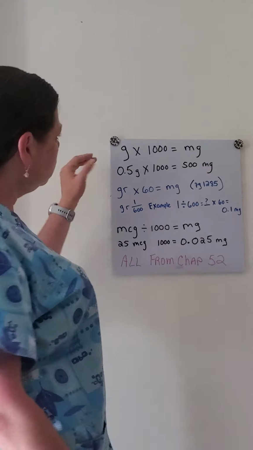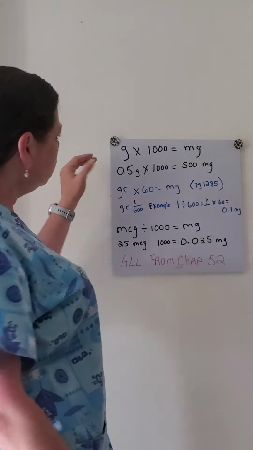And for micrograms to milligrams, you take the amount of micrograms that you have and divide it by 1,000, and that'll get you what it equals in milligrams. So if you have 25 micrograms and you need to get it to milligrams, you divide it by 1,000. Okay, 25 micrograms divided by 1,000 equals 0.25 milligrams. Oops, I forgot my division sign. Sorry. So 25 micrograms divided by 1,000 equals 0.25 milligrams.